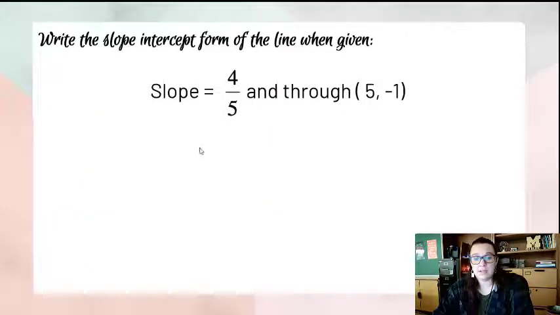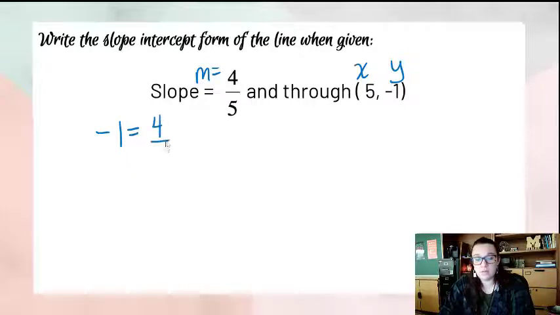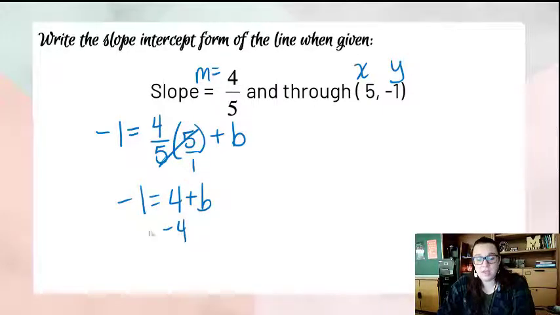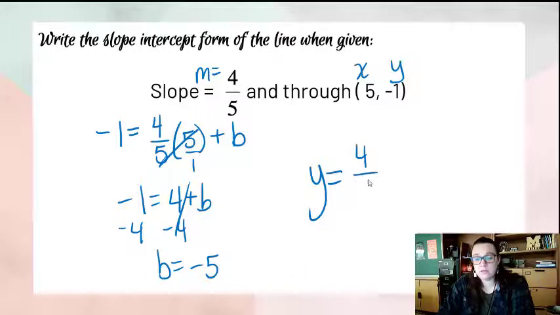All right, let's see what we've got. 4/5 for m, and an x and a y of 5 and -1. So I've got -1 equals 4/5 times 5 plus b. The 5 I can put over 1 and then cancel the 5's in the numerator and denominator. So simplifying, I've got -1 equals 4 plus b. And I can take away 4 from both sides to get b equals -5. My final answer here is y equals 4/5 x minus 5.